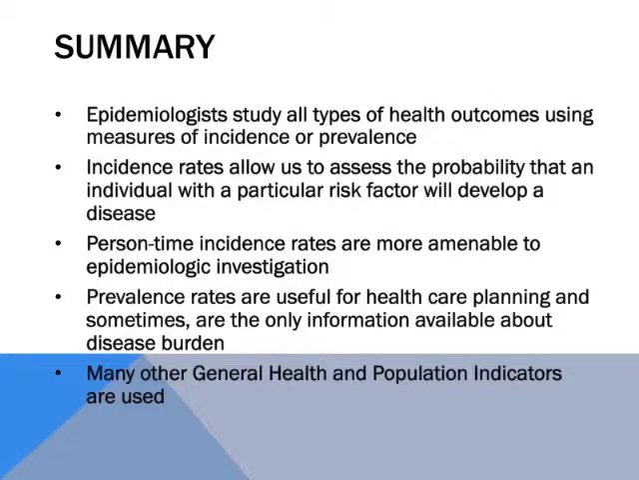This lecture has provided an overview of the most commonly used epidemiologic frequency measures, namely incidence, prevalence, and mortality rates. Chapter 6 in the course text describes many other general health and population indicators. Different measures of health capture different things and can give a very different picture of the health of the population.